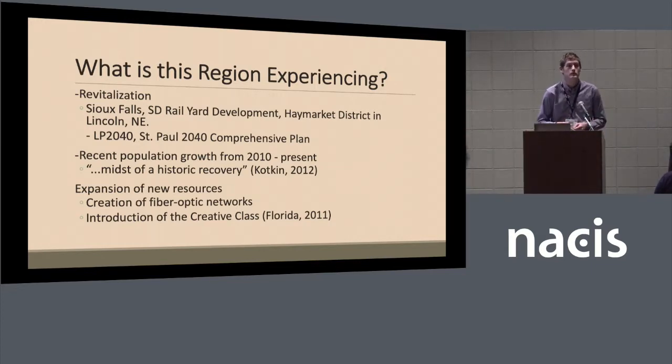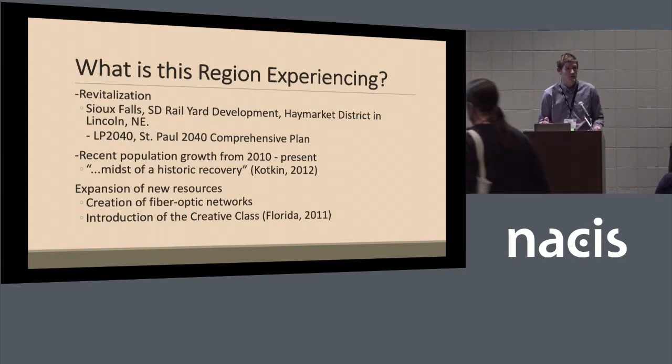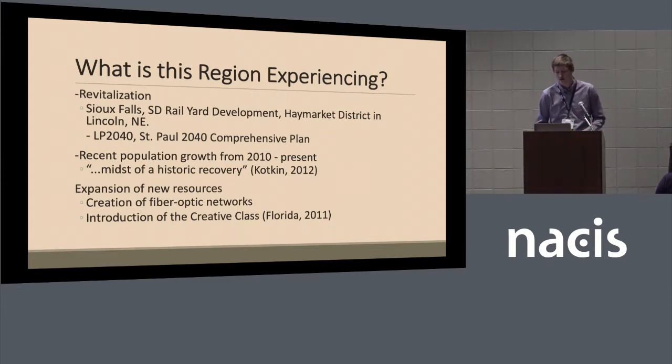A lot of tech companies are moving in from the coasts, and a lot's changing. Old fabrics of life that people are used to in the Great Plains are changing drastically. And because of that, the expansion of new resources. So the creation of fiber optic networks. I believe North Dakota has 48% coverage of fiber optics. And Kansas City, with Google Fiber being one of the test cities.